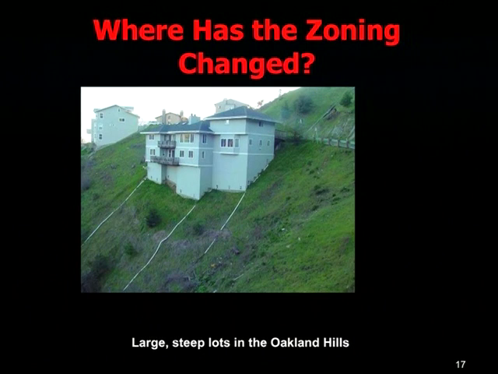The zoning has also changed in some parts of the Oakland Hills. In many locations, the minimum lot size has increased from 5,000 square feet to either 8,000 or 12,000 square feet, recognizing steep slopes and other constraints.